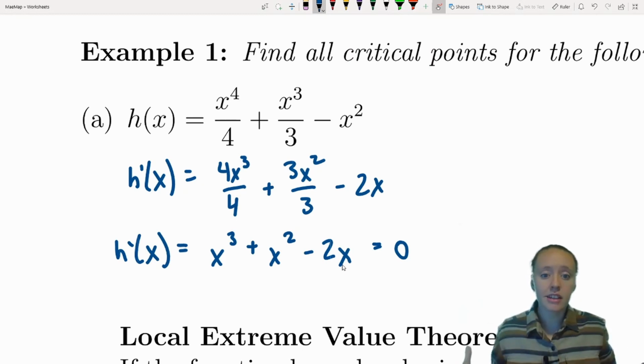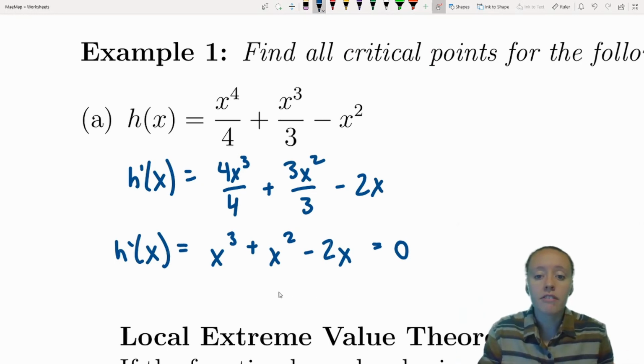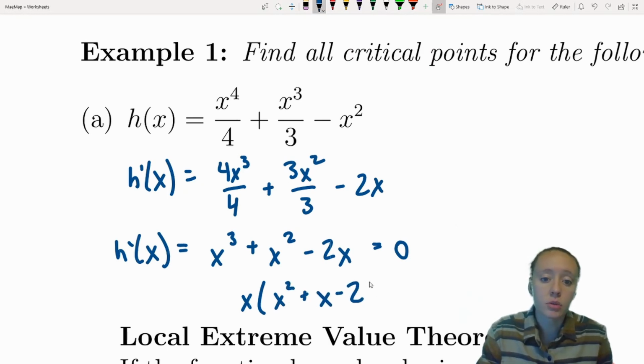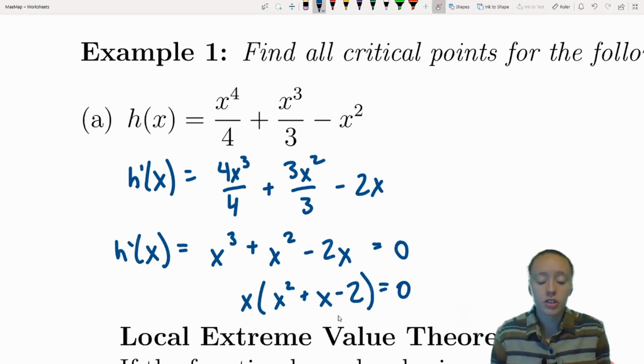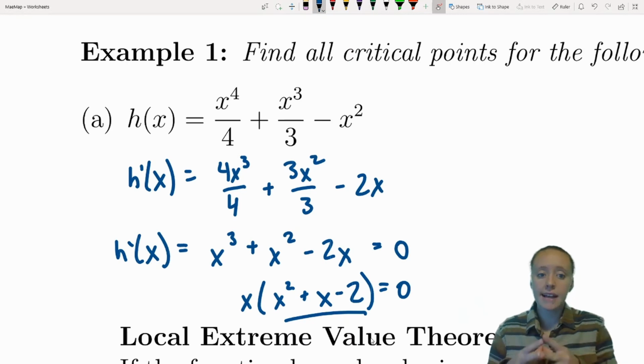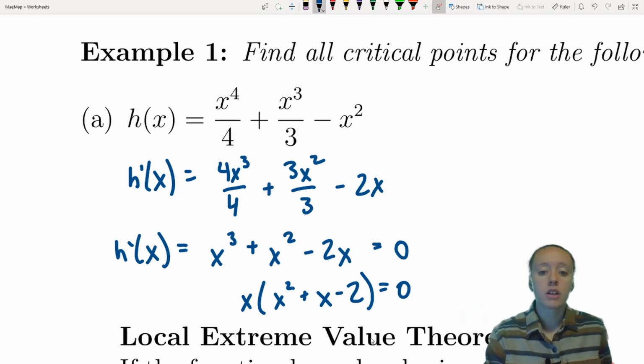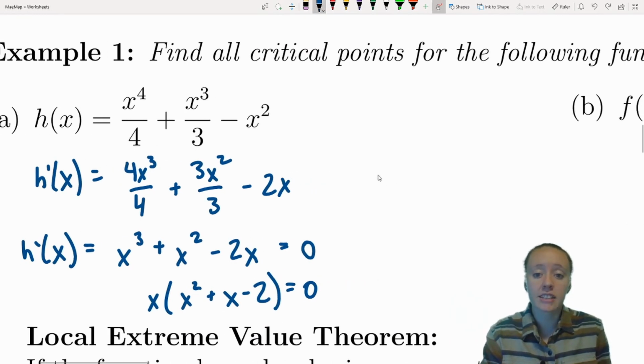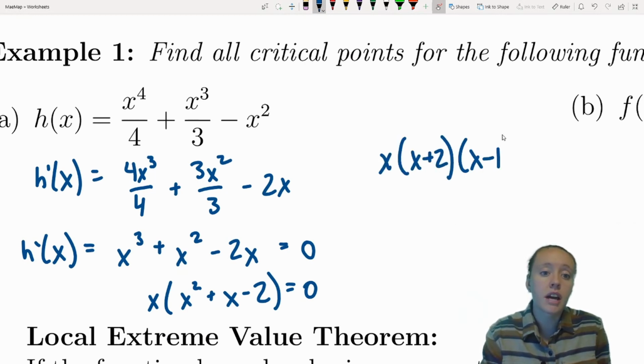So our critical points are going to be when that derivative equals 0. And in order to see this, it's going to be fairly easy to factor it. If I pull out an x from my derivative, I'll have x squared plus x minus 2 equals 0. So now, in order to finish factoring, I need to see what multiplies to give me a negative 2 and adds to give me a positive 1. That's going to be positive 2 and negative 1. So my h prime of x is completely factored: x times x plus 2 times x minus 1, and I'm going to see when that equals 0.